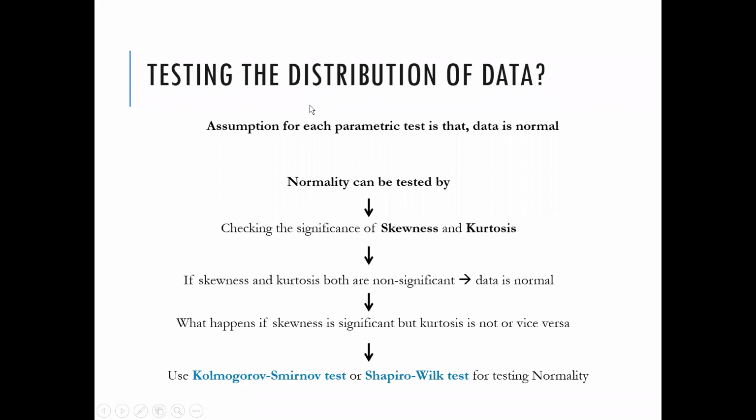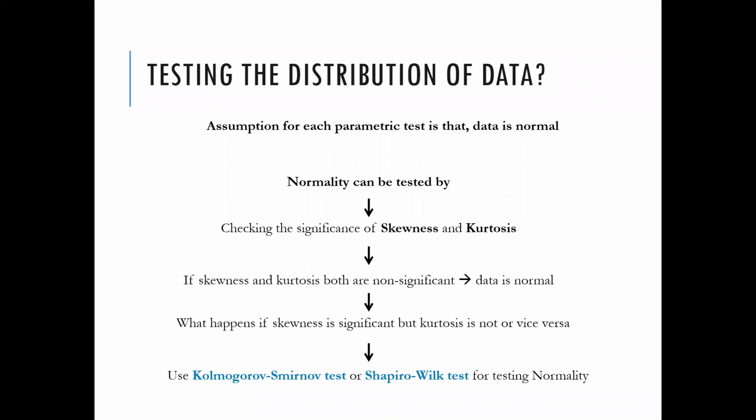A lot of tests that we do and a lot of models rely on this assumption of normality. The assumption for parametric tests is that data is normal. The typical data that we would analyze in this way using parametric tests would be ratio or interval data, and the usual measure of central tendency is the mean.